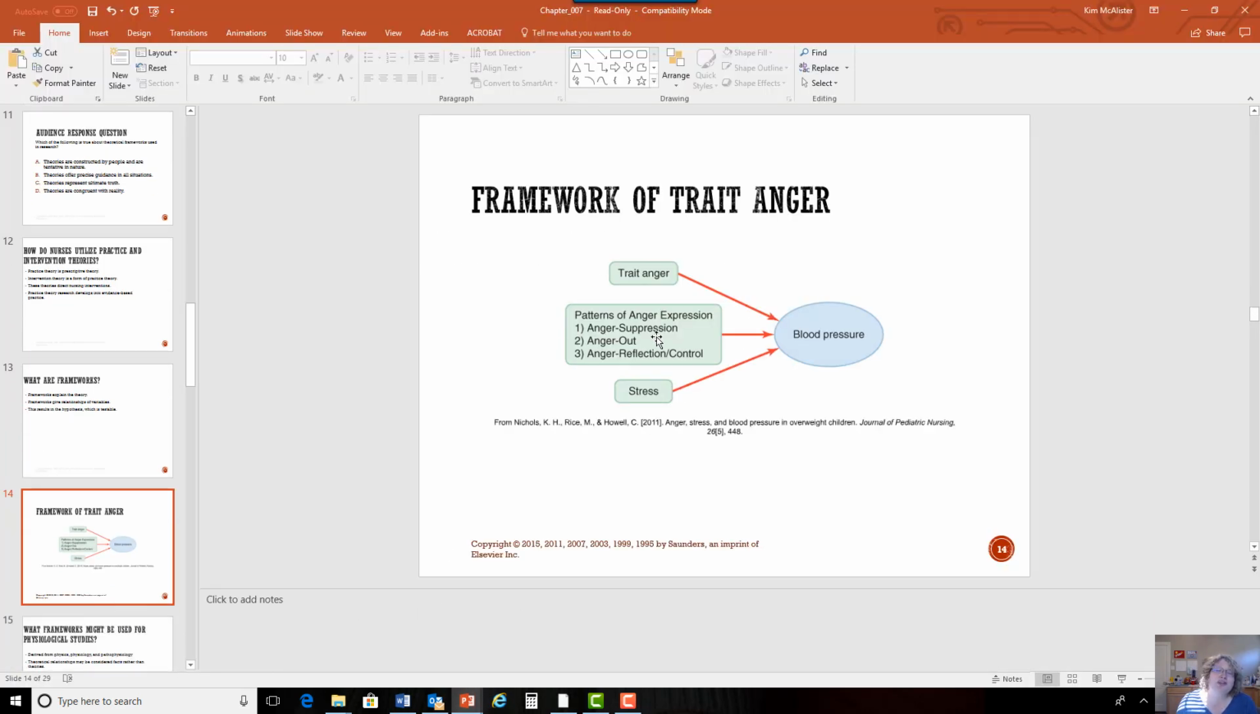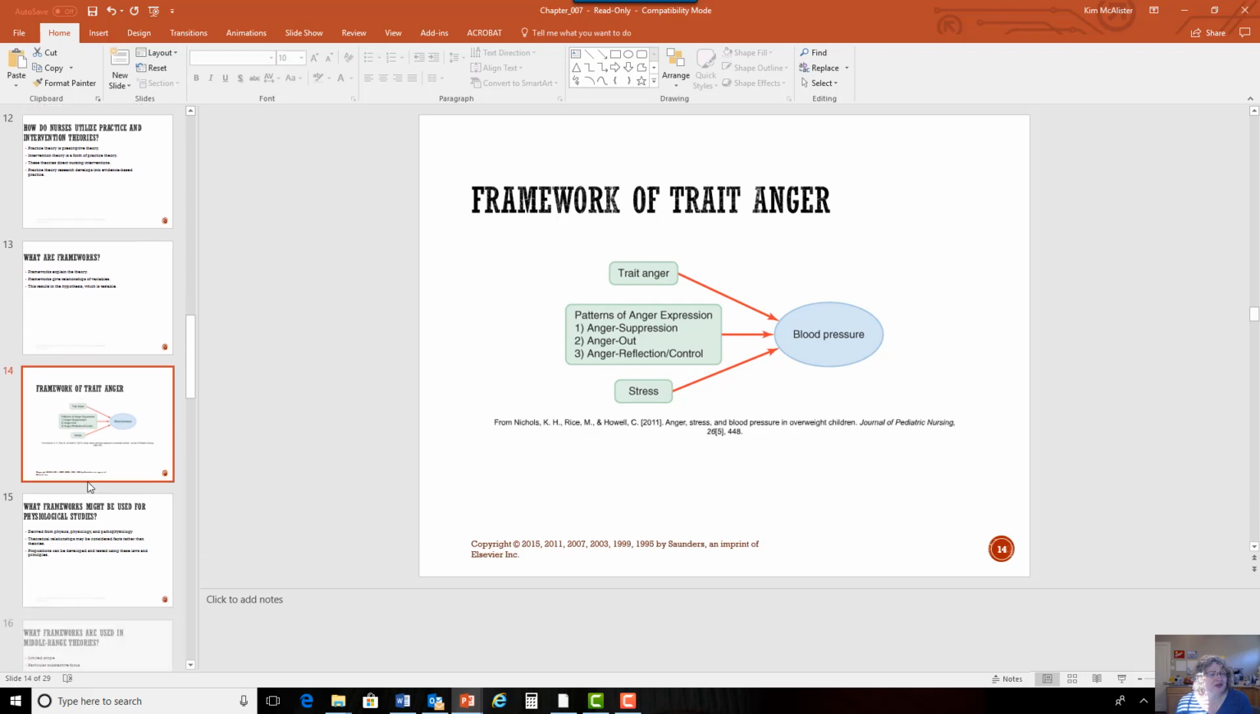This is a framework of trait anger. This is also in your text. And you can see that they drew a model to explain the framework where trait anger can increase blood pressure. These are the different patterns of anger expression, and then stress. All of these things together can impact blood pressure.